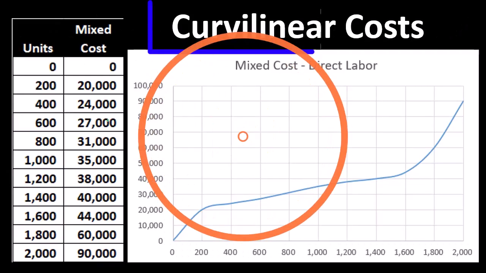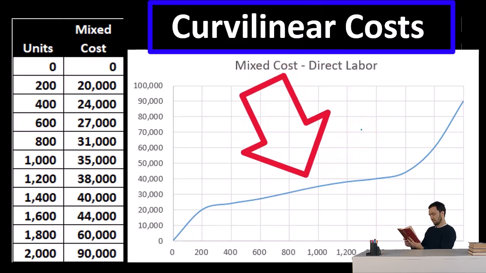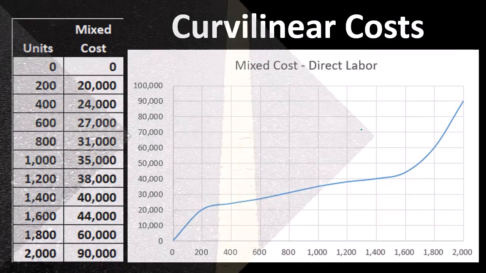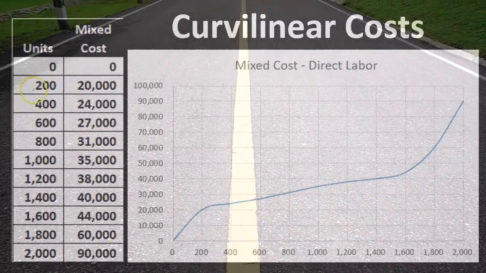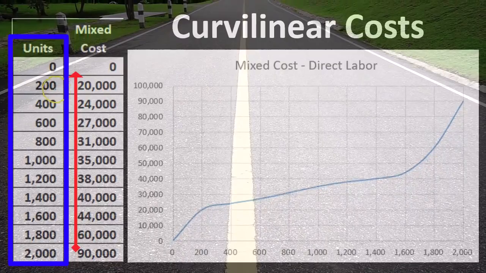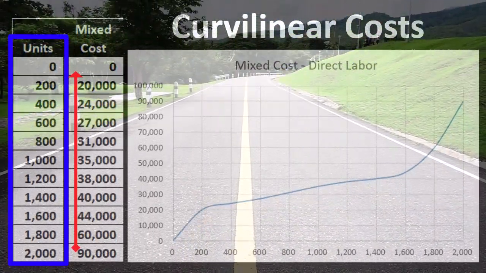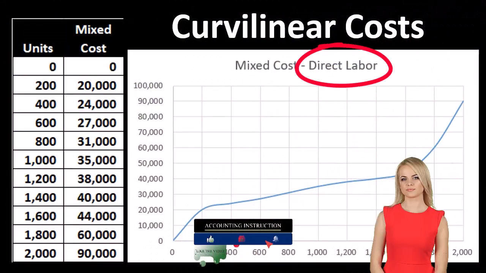We also might see more of a curvilinear type of cost pattern. In other words, it's not going up in a straight linear line, but instead it's got a shape to it, and that's going to have some changes. So now it's not as easy to deal with. Obviously, straight lines are a lot easier to deal with. So now we see that as the units go up, the mixed cost is going up, but it's not going up at a standard amount. It might be something like direct labor where we might see a pattern such as this, because direct labor can be a little bit confusing. Of course, it's not completely straightforward.